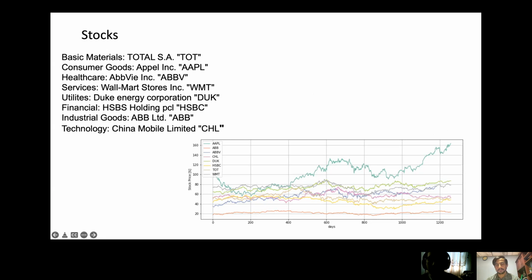So in this case, we need to work with 8 stocks. These stocks are in different sectors, like basic materials, consumer goods, healthcare services, utilities, finance, industry, and technology. We need to remark that the period of time is 2012 to 2018. Next one.